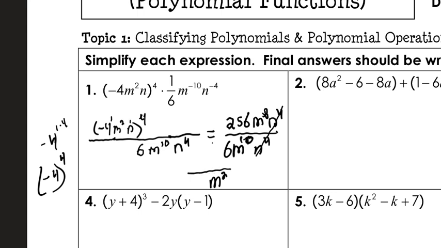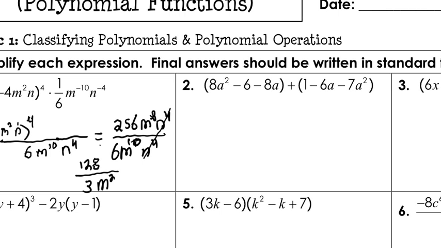We have 256 divided by 6. It's going to be a decimal, but they're both even numbers. Can we divide both of them by 2? So 128 over 3, is that right? 128. Do that on your calculator if you're not sure. Okay. So that's problem 1. Little bite-sized problem.